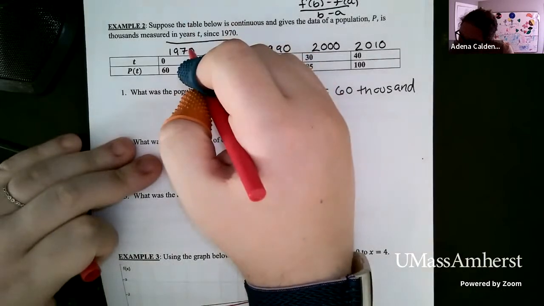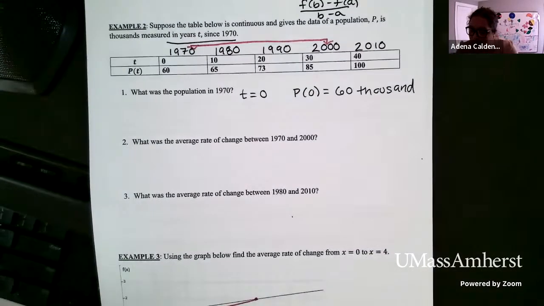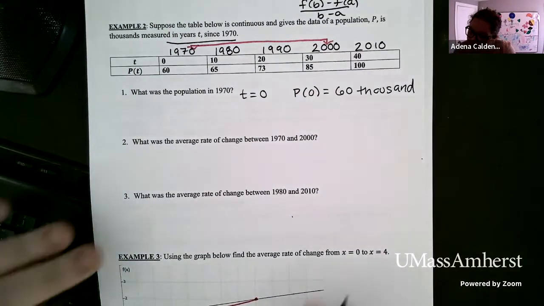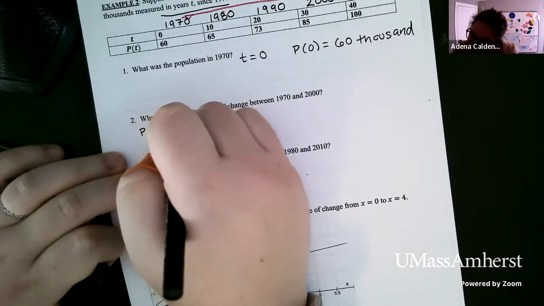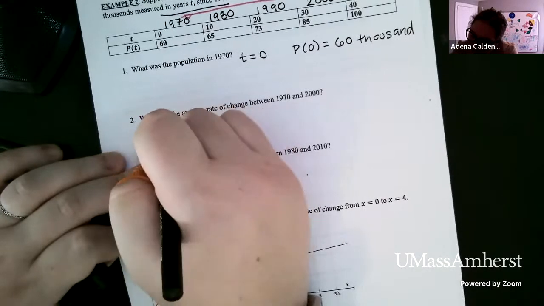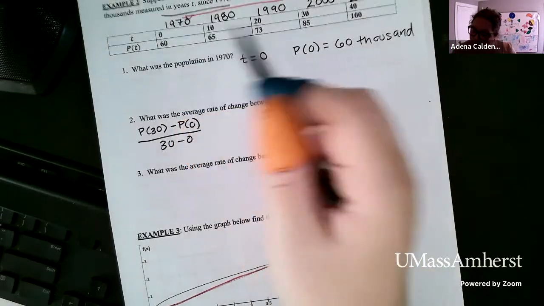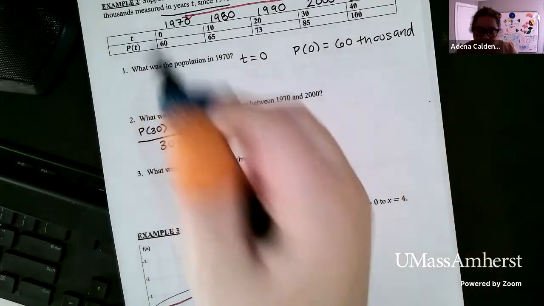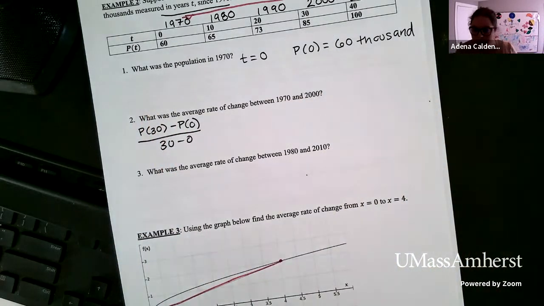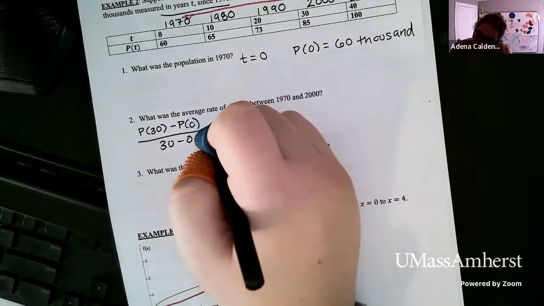So we are looking between these two numbers. If we wanted to write the formula for this, we could write something like P of 30 minus P of 0 over 30 minus 0. That's one way we could do it, by using the times that are here. You could also write something like F of 2000 minus F of 1970 over 2000 minus 1970. That's going to be the same thing. But we should have some representation of the y values over the x values.